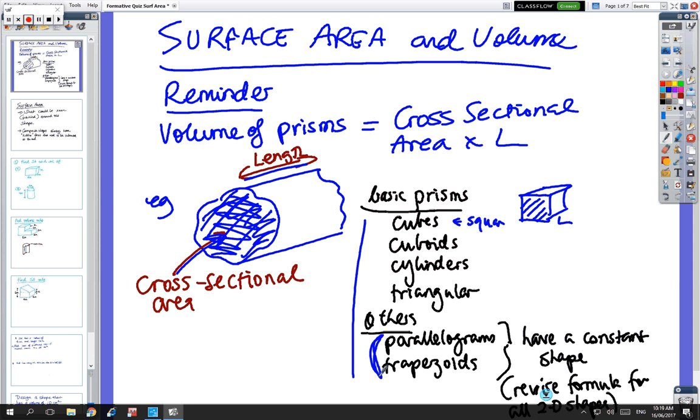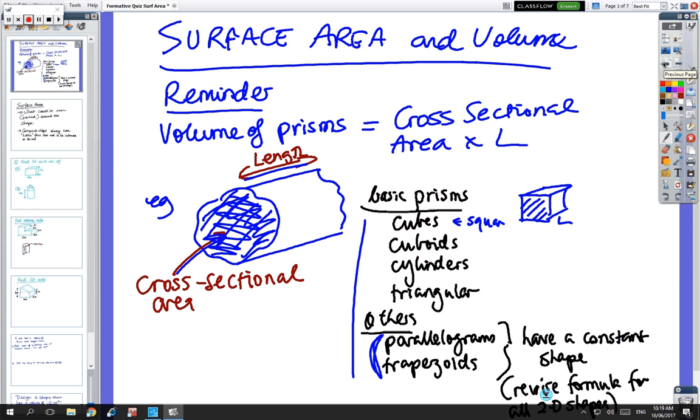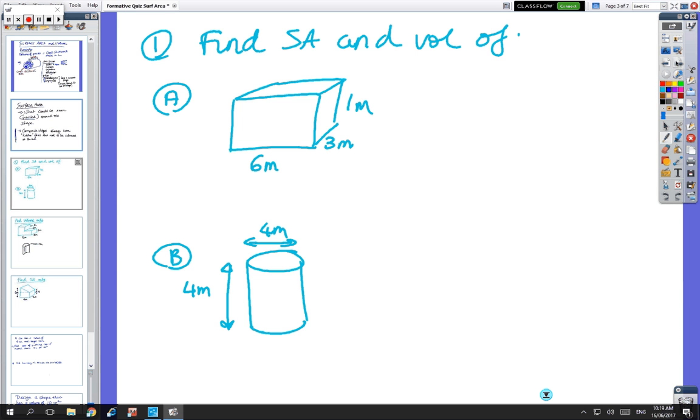Okay, so let's look at surface area. So that was volume that we're talking about there. The volume is the cross-sectional area times the length. But when you've got surface area, it's what you can see, and sometimes I call it what you can paint around the shape. And the trick is with composite shapes, you've always got something that's hidden that you can't actually see, and you need to account for that. And whether you subtract it or just don't use it in the formula, that's up to you how you do it. Okay, so let's look at some examples.